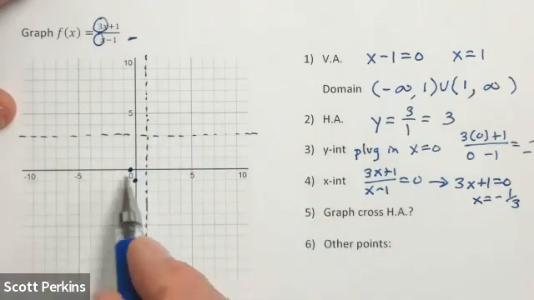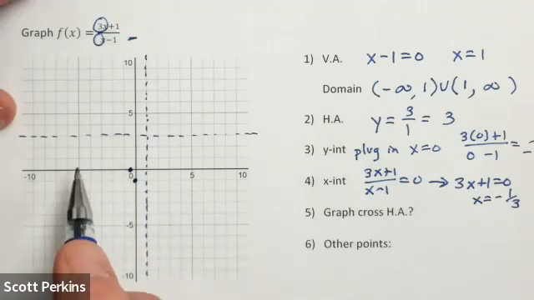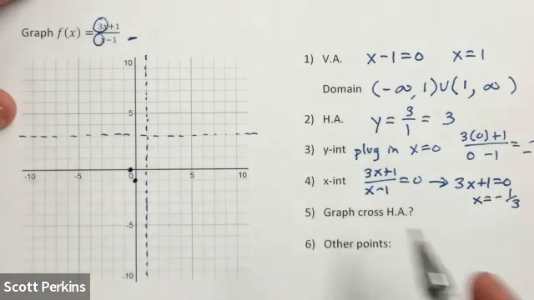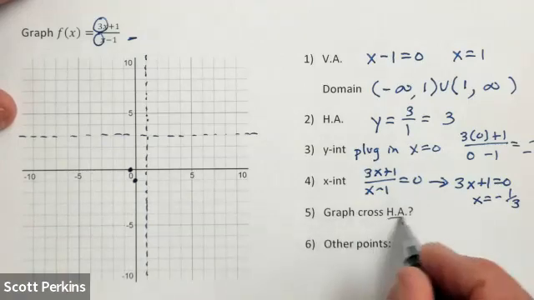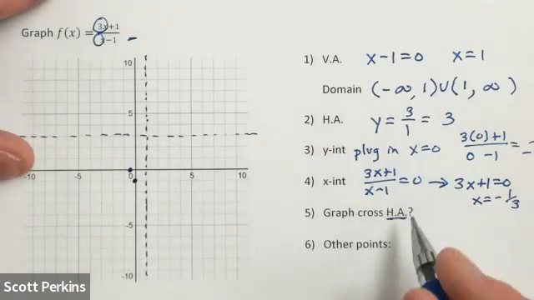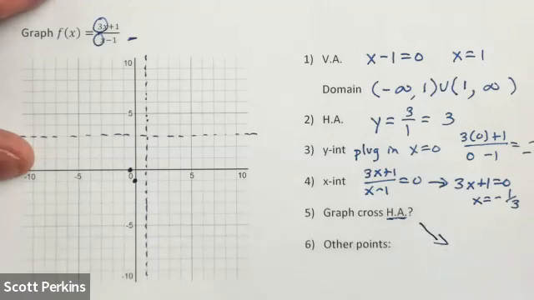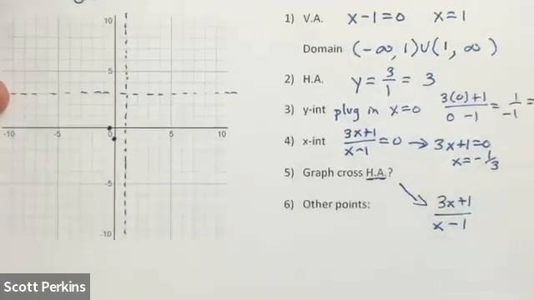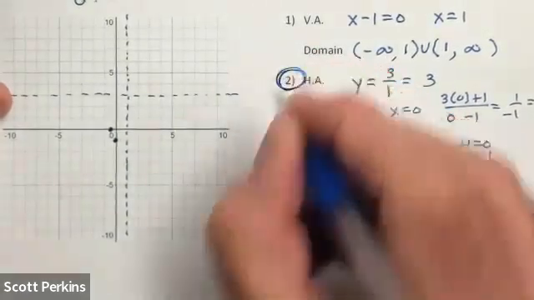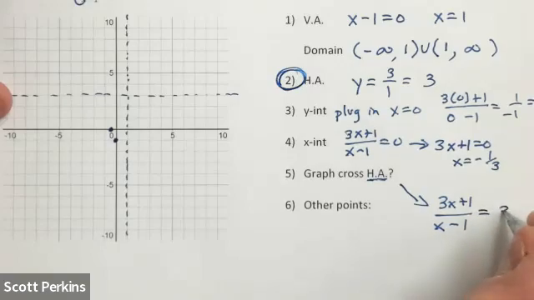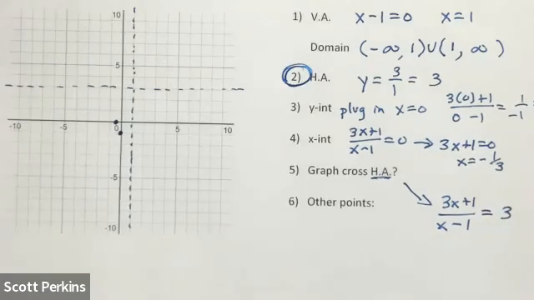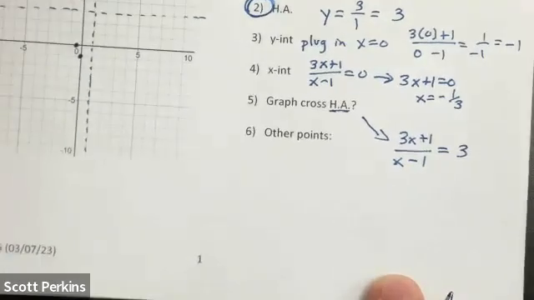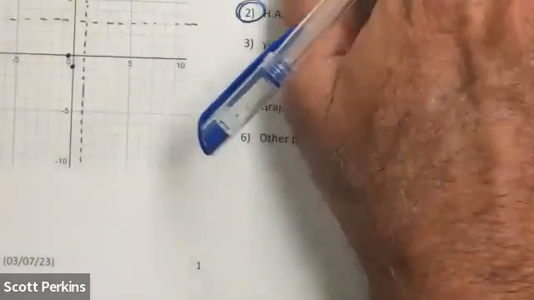Now, before I get excited and I connect those dots and use the asymptotes to determine the behavior of the graph, I do have to see, does this cross the horizontal asymptote? And the way that we figure that out, I'm just going to draw a little arrow so you see where I'm going to do the work. The way we figure that out is we take the function 3x plus 1 divided by x minus 1, and I determine, does it take on the value that I found in step 2 of the horizontal asymptote? Does it equal 3? All right, so this is just a rational equation that I'm being asked to solve here.